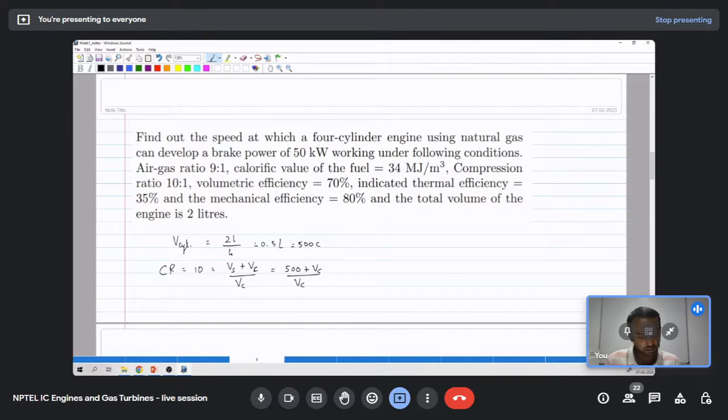Sorry, I think already the total volume is given, so that means we have Vs plus Vc as 500. So that means Vc is equal to 50 cc, and that means Vs will be 500 minus 50, which is 450 cc.